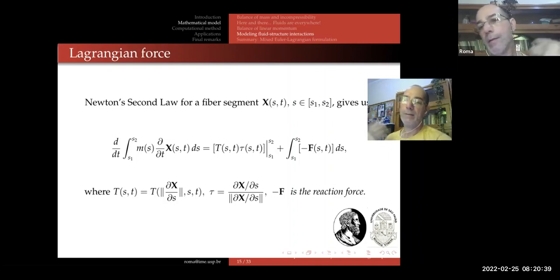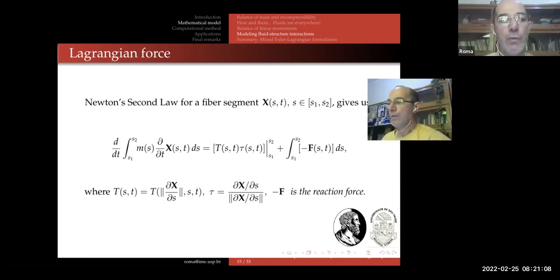T is the size of the tension forces, a scalar. This is a vector, the unit tangent vector, and this is the force acting on the immersed elastic fiber. It is a reaction to the force that the fiber applies to the fluid.